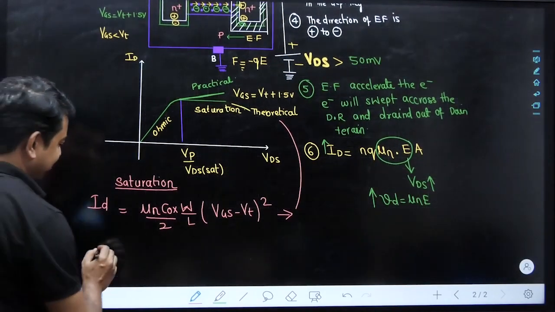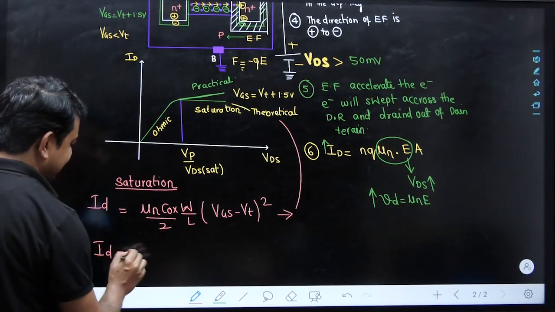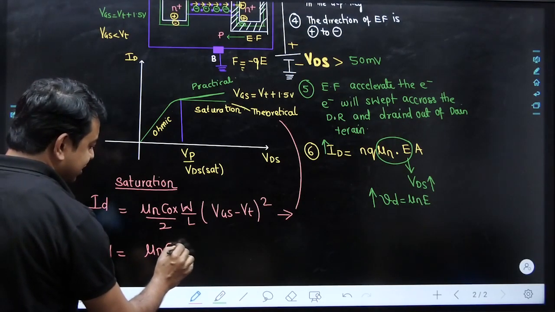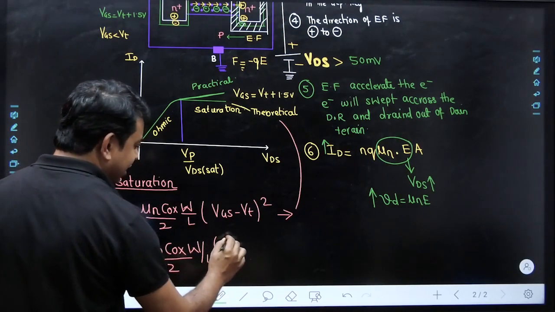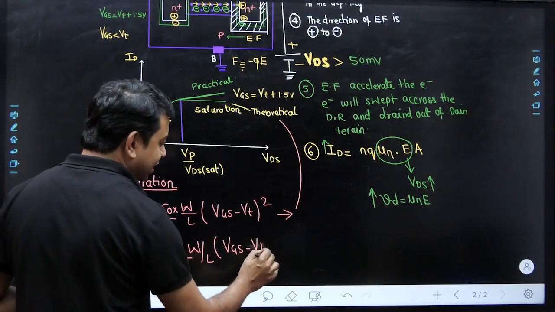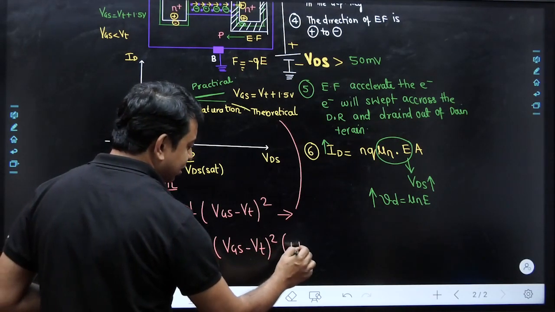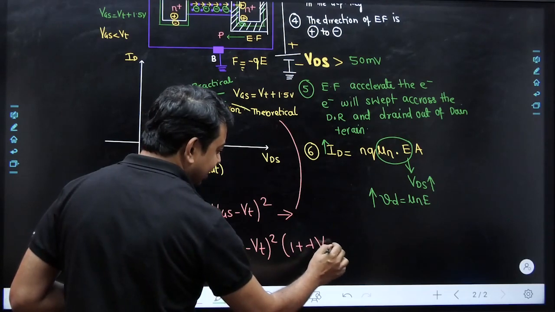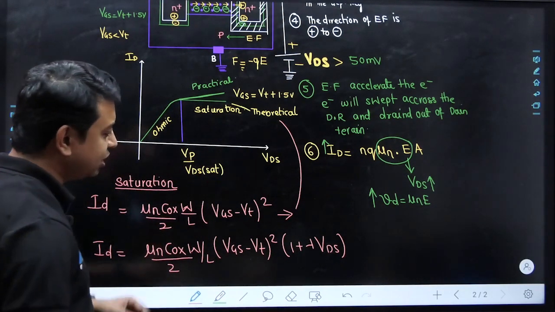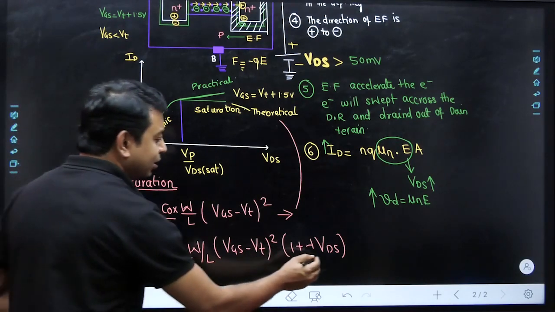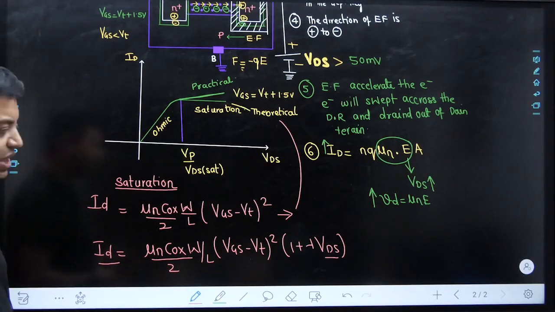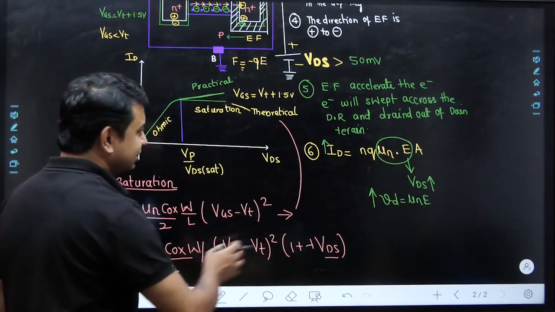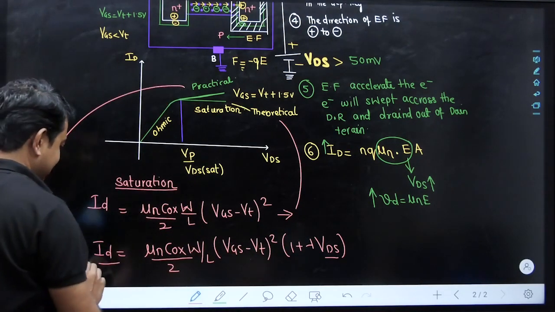And I want to write another equation. That equation can again be written as ID is equal to mu n CoX W upon L, this is also divided by 2, and we are writing here VGS minus VT, the square of this, into 1 plus lambda VDS. So we have seen that this particular magnitude of current ID is depending on VDS, and this particular region of operation in which we are operating is known as the saturation region, and we have observed that the magnitude of current is depending on VDS. So this is the practical current.